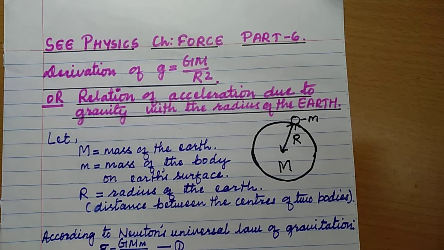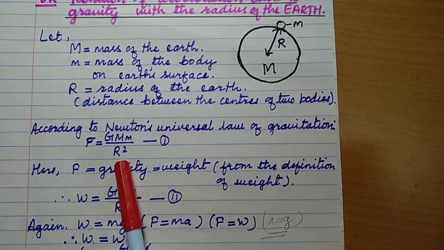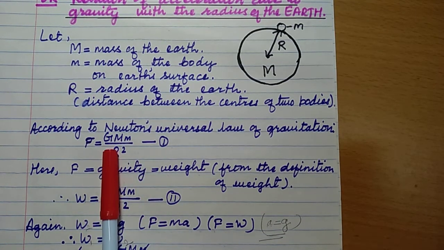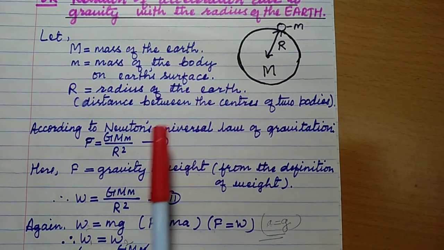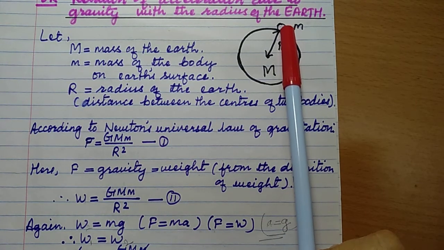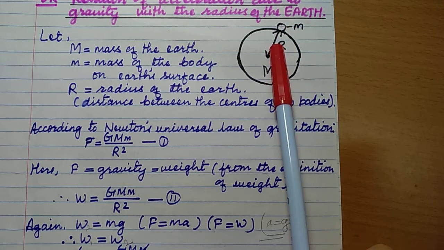Now here we know the formula for Newton's universal law of gravitation, F equal to GMm by r square, or d square. In this formula, capital M means mass of the earth, small m is the mass of the body which is lying close to the surface of the earth, and r is the distance between the centers of these two bodies.